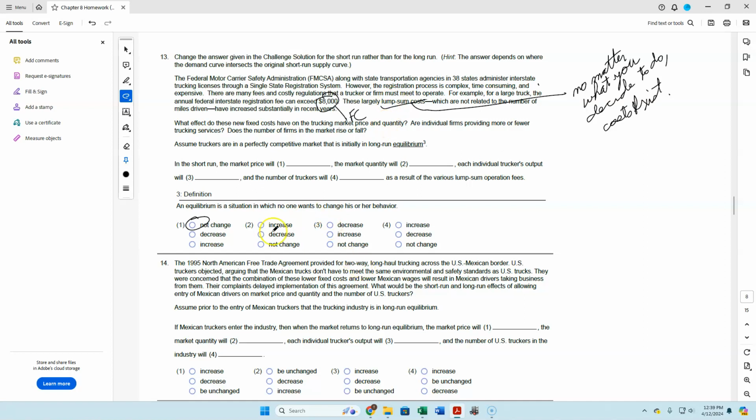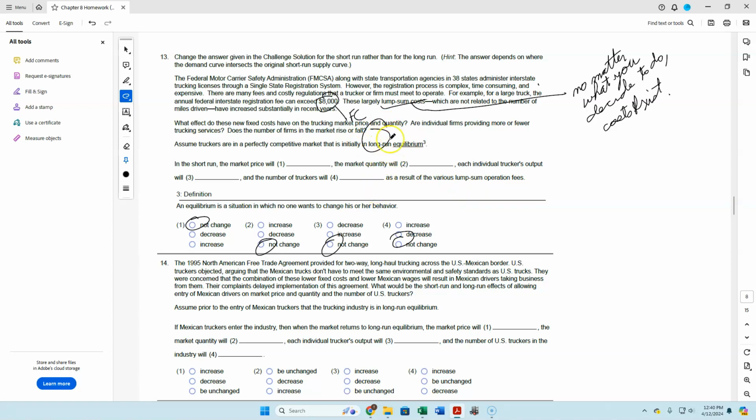And because the price is not changing, we're not going to see any change to the market quantity. We're not going to see any change to what individual firms are going to do. And also, we're not going to see any change to the number of output nor to the number of truckers that exist. So essentially, in terms of this cost of business, in the long run, there's no effect at all.